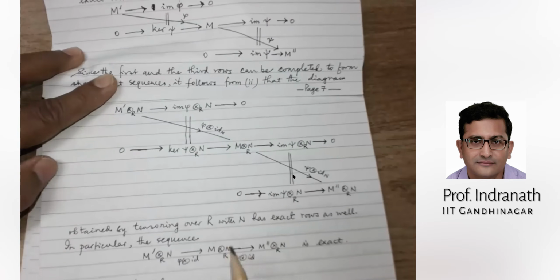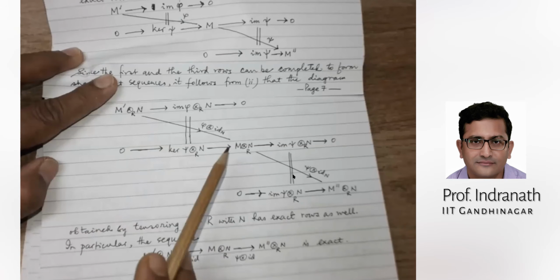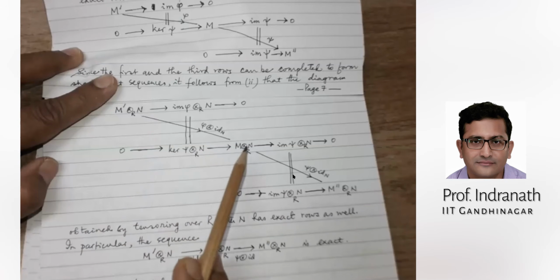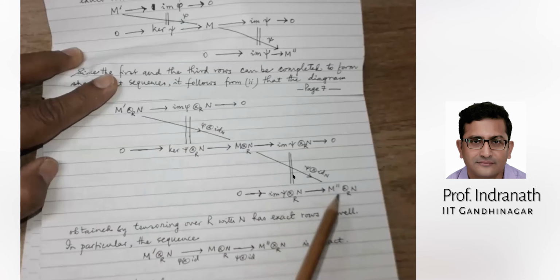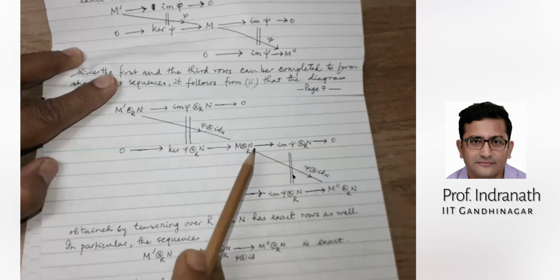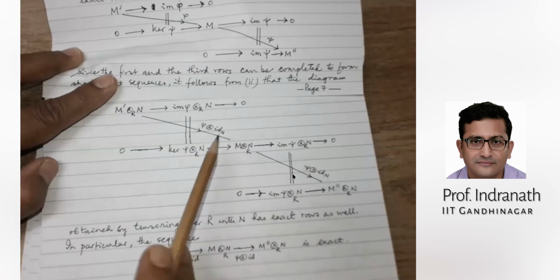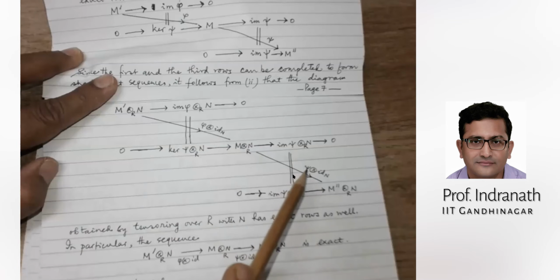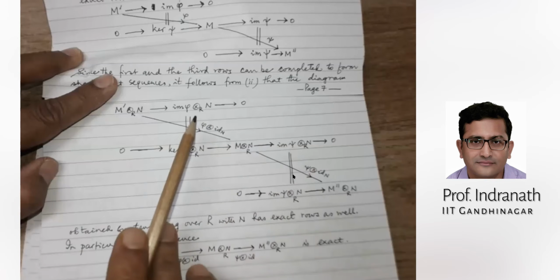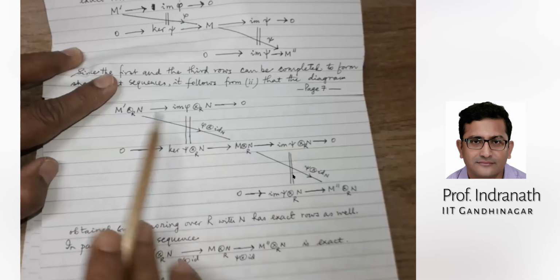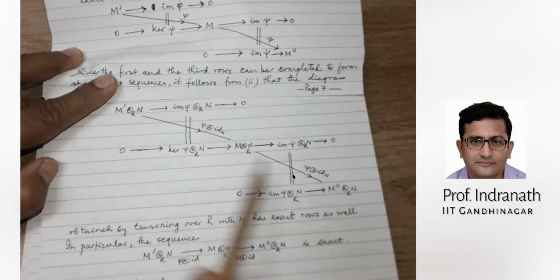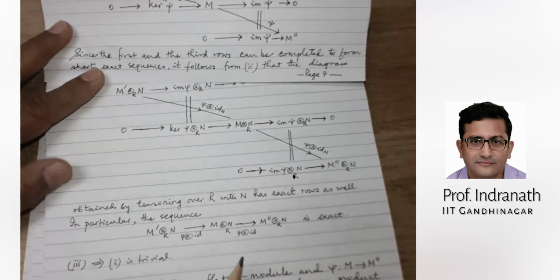So this is obtained by tensoring over R with N. And it has exact rows as well, right? So these are all exact rows, fine. And therefore, if you now chase the diagram, you will see how this diagram is commutative, and you will be able to show that if an element is in the kernel here, then it is exactly equal. This is of course contained in this, that's not a problem. You want to show that if you take an element in the kernel, then it is coming from the image of this. So that means you just trace back your exactness, and that will give you the answer.